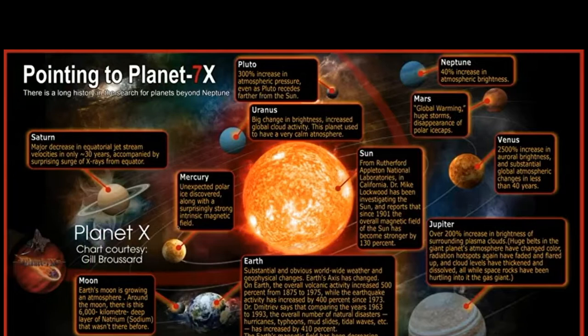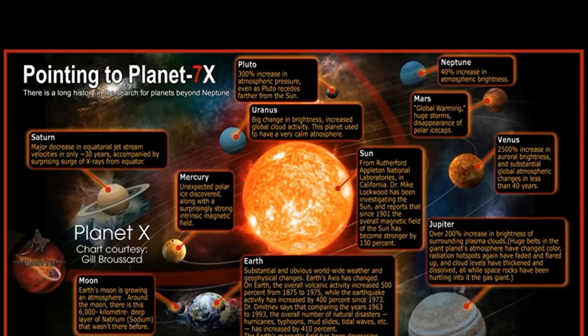This is Gil Broussard's graphic, which is quite amazing, that shows that all of the planets in our solar system are experiencing change, climate change, if you want to call it that. And they're visible from telescopes. If you freeze this and read it yourself, it'd be better than me going through all this and boring the heck out of all of you. But basically, there are changes going on in our solar system that's affecting all the planets, not just the Earth.